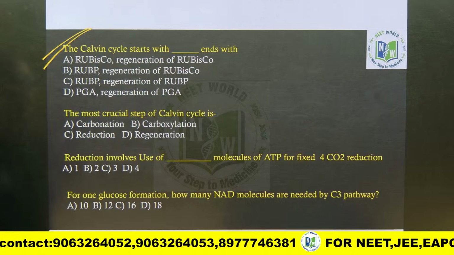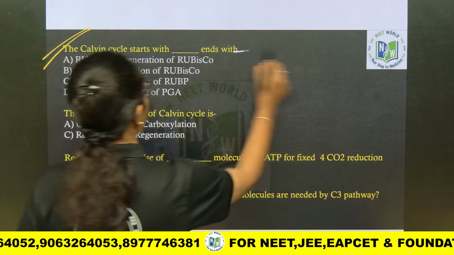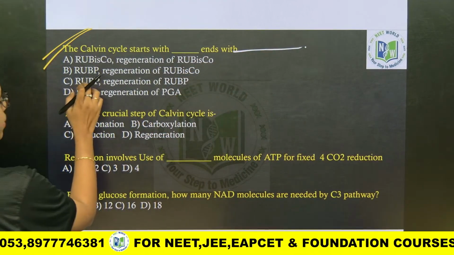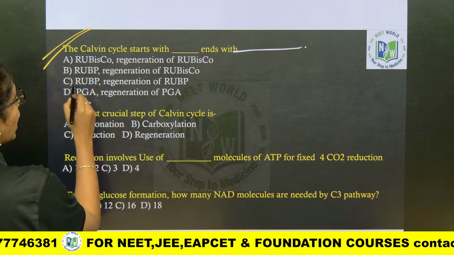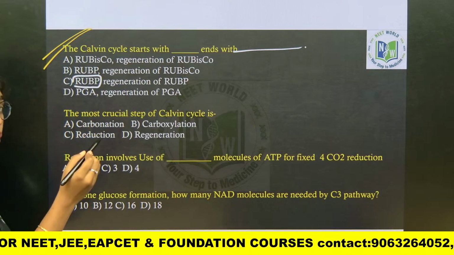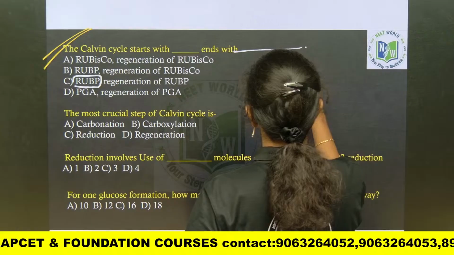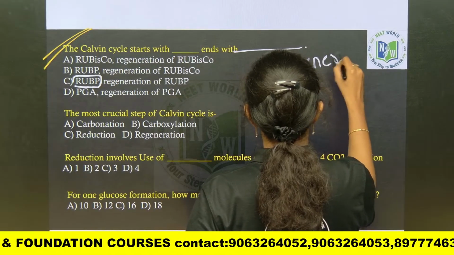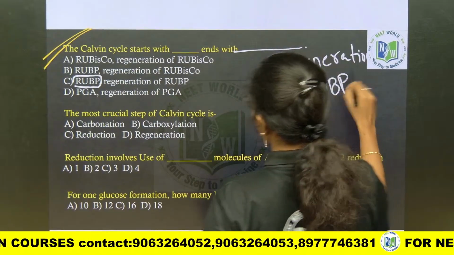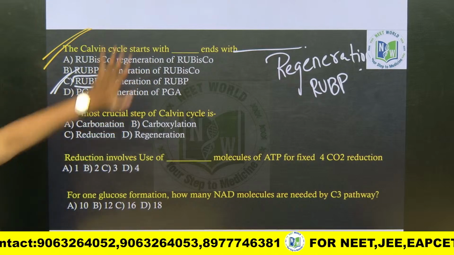The Calvin cycle starts with dash, ends with dash. Okay. The Calvin cycle starts with the RuBP. Okay. The Calvin cycle starts with what? Acceptor of carbon dioxide, that is RuBP, and it ends with the last step. What is the last step of Calvin cycle? Regeneration. Regeneration of RuBP. Clear, ma? So, with this C will be the correct answer for this question.